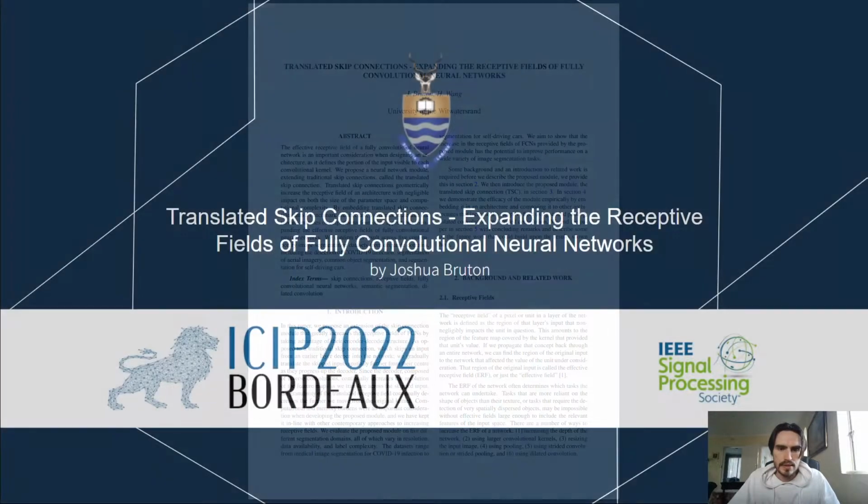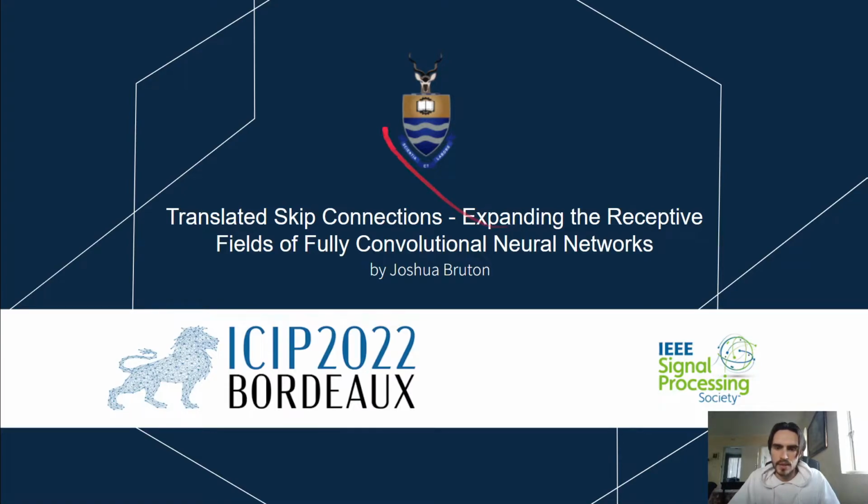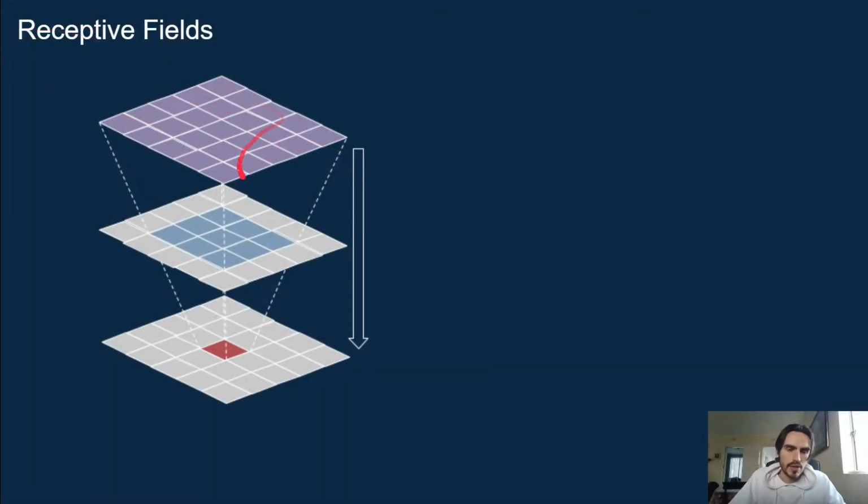The work is entitled Translated Skip Connections, Expanding the Receptive Fields of Fully Convolutional Neural Networks. As the title suggests, receptive fields are quite an important concept here. I'll just explain them briefly.